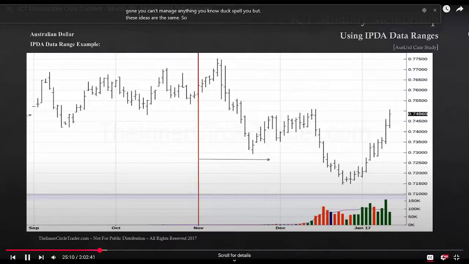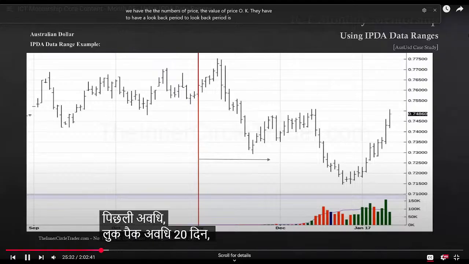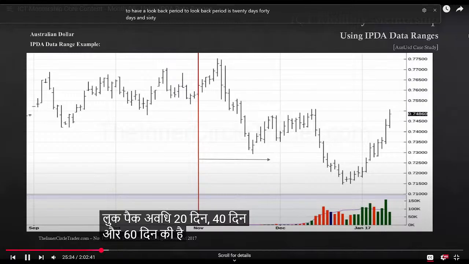So how can an algorithm or a computer, we'll just say it like this, how can a computer program know where everyone's stop is? It has to have a range of data. Now, just because we have the numbers of price, the value of price, they have to have a look-back period. The look-back period is 20 days, 40 days, and 60 days.